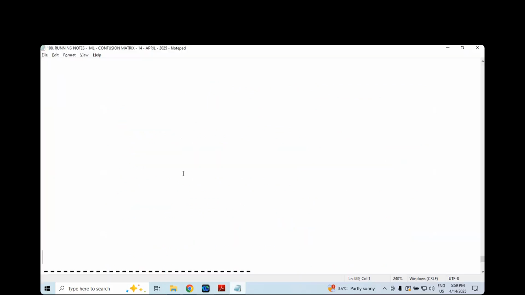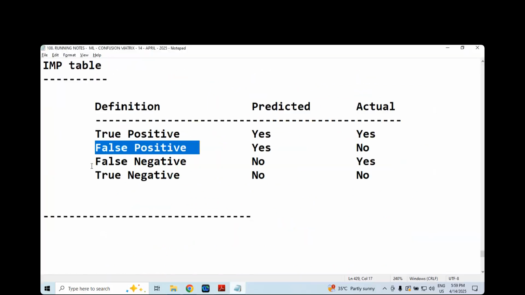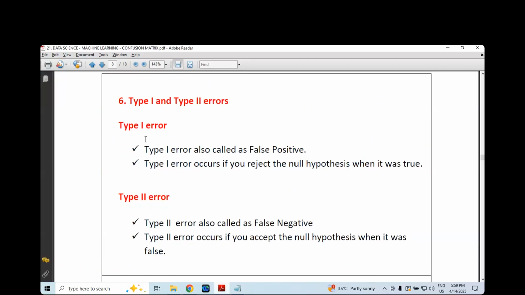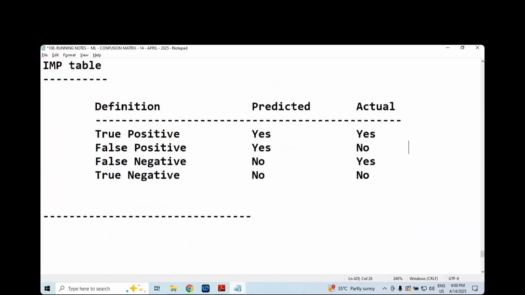There are two errors, called error number 1 and error number 2. What is the first error? Type 1 error and type 2 error. During an interview, they will ask: please explain type 1 and type 2 error. The definition: a type 1 error is also called a false positive. False positive has a separate name, which is the type 1 error. And the next one is the type 2 error.